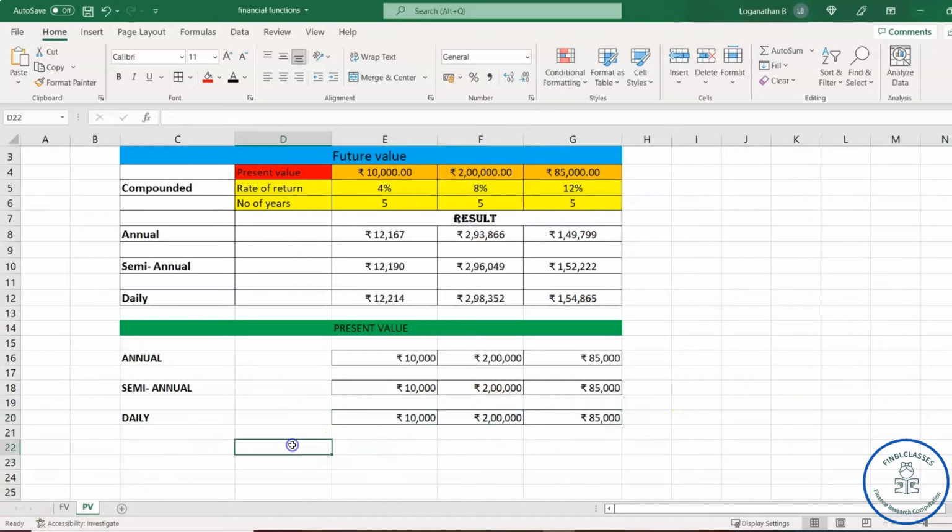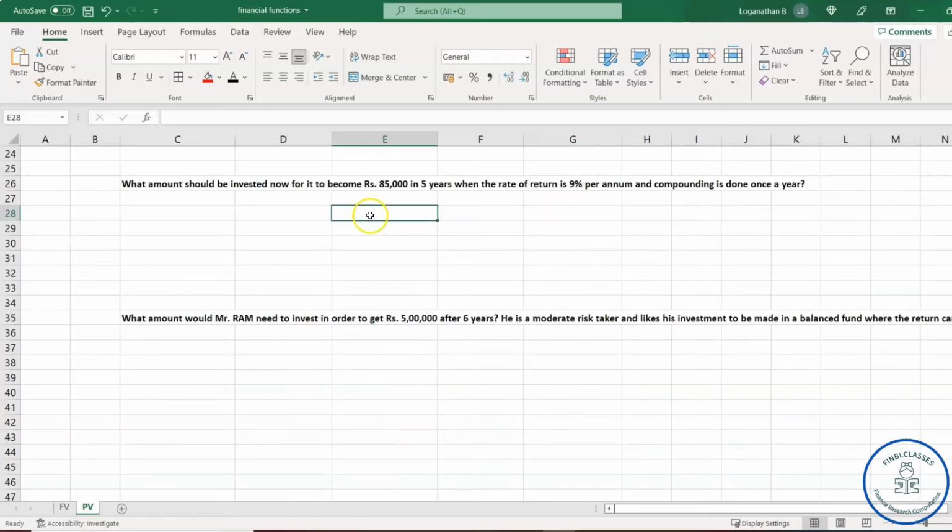Right, now we'll work with two problems from the textbooks. In the corporate finance textbooks, we'll solve the example problems. What amount should be invested now for it to become rupees 85,000 in 5 years when the rate of return is 9% per annum and compounding is done once a year? So it is annual compounding. In this case, they have asked what amount should be invested now, so they are asking for present value, right?